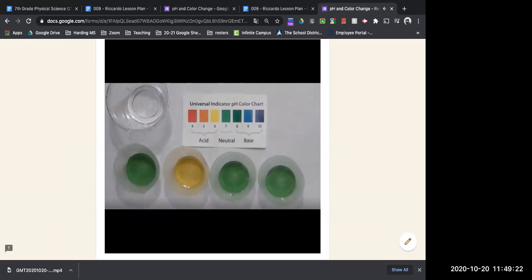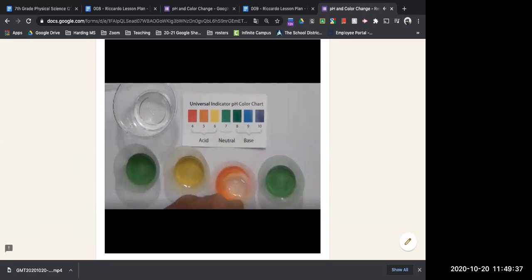Now we'll add a little bit more citric acid powder to the water. One drop of the slightly stronger citric acid solution is now added to the universal indicator. So now it went from pH 7 to 5. What is the pH of this slightly stronger citric acid solution?